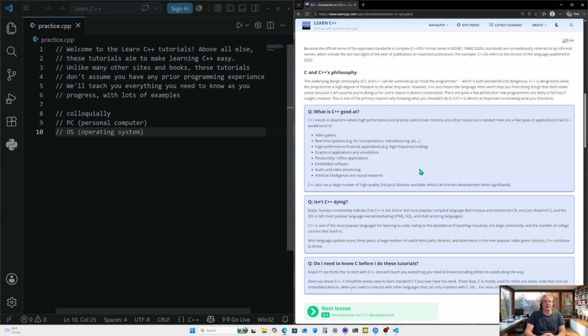And that's what I was kind of getting at with that. C++ is designed to allow the programmer a high degree of freedom to do what they want. However, this also means that the language often won't stop you from doing things that don't make sense, because it will assume you're doing so for some reason it doesn't understand. There are quite a few different pitfalls that new programmers are likely to fall into if caught unaware. This is one of the primary reasons why knowing what you shouldn't do in C or C++ is almost as important as knowing what you should do.